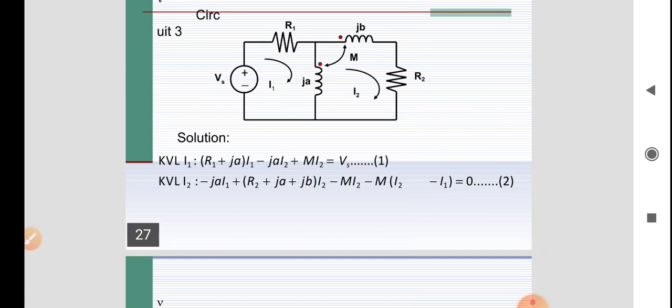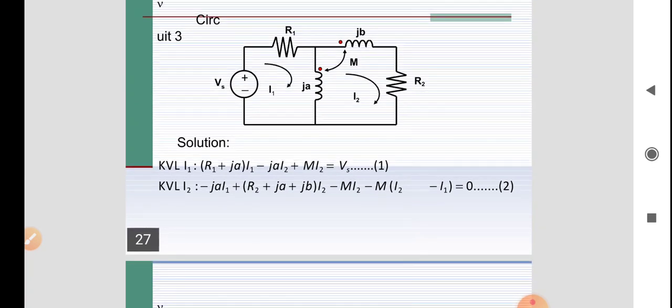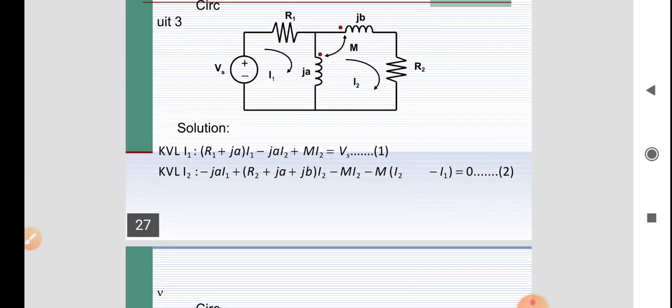Similarly, if I want to write the mutual inductance for the dot near Jb, in case of Jb, near Jb, the current is flowing from dot to coil, but at the opposite it is flowing from coil to dot. As both are in opposite directions, I need to write a negative sign, which is minus M.